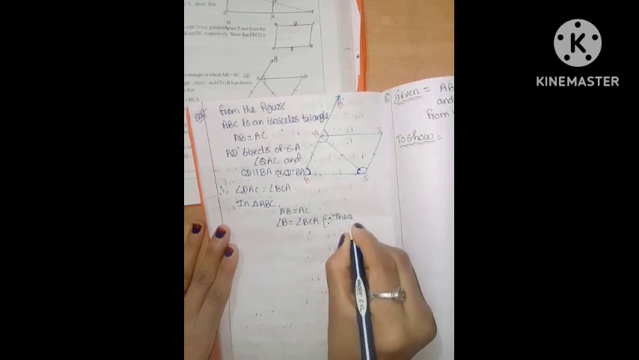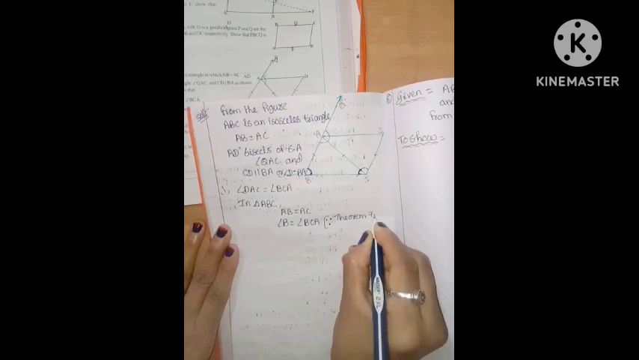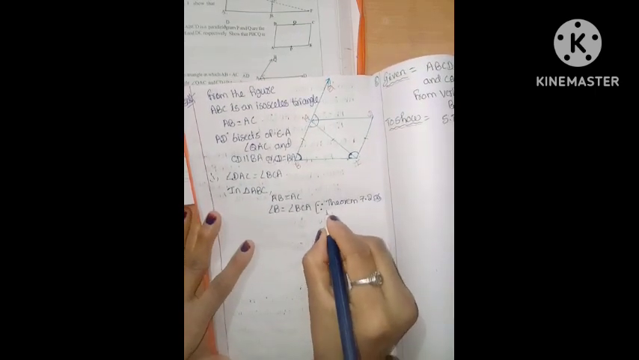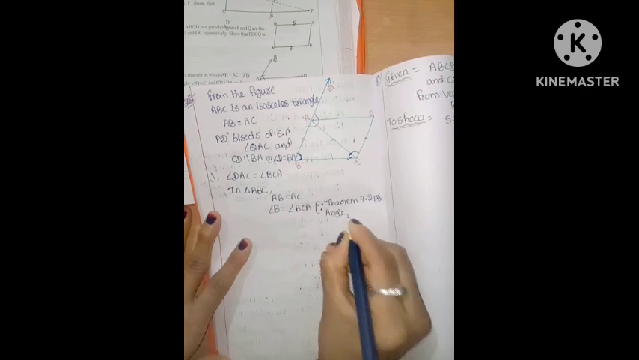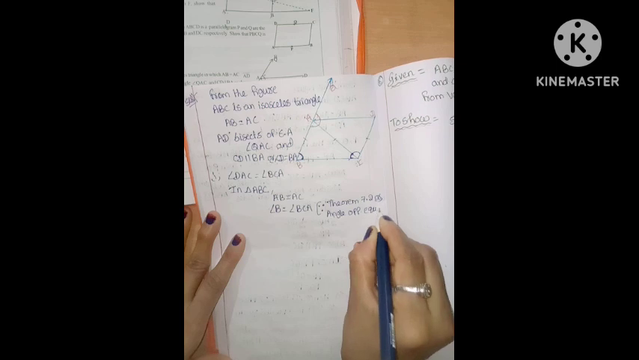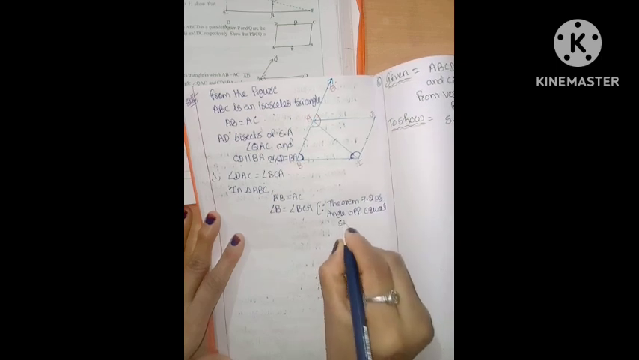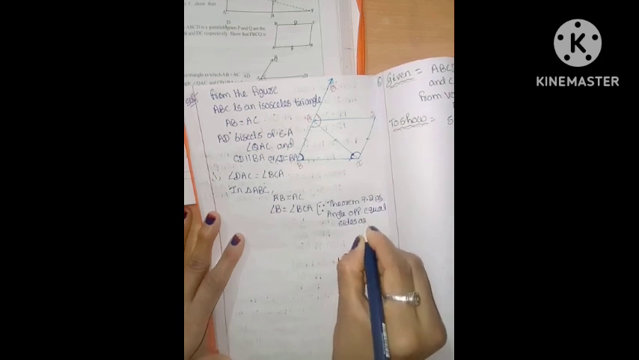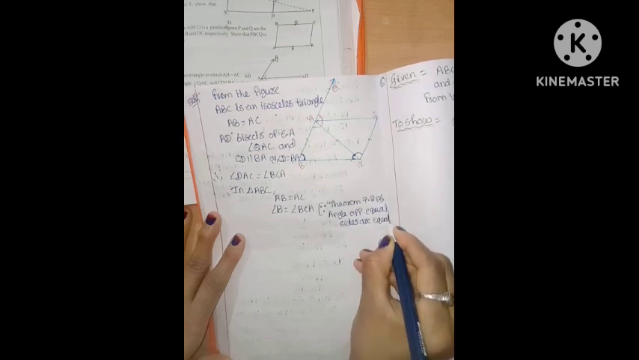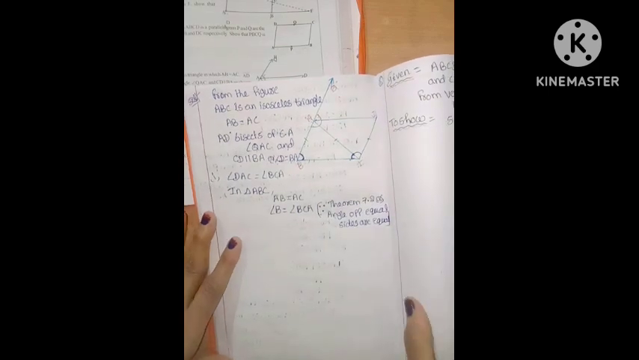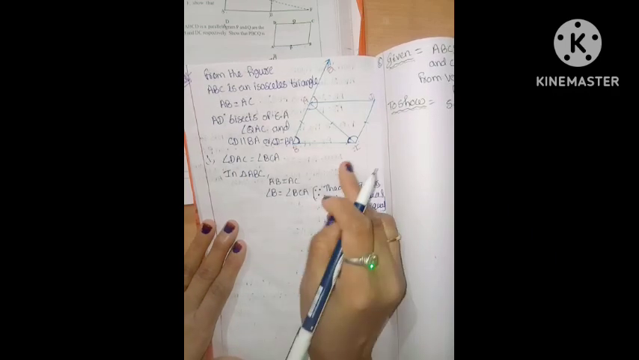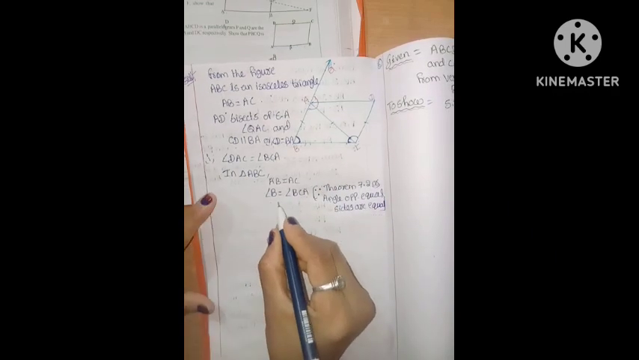By theorem 7.2. Do you know the 7.2 theorem? Angles opposite to equal sides are equal. In the 7th chapter this theorem is covered. By using this theorem these two are equal. So it's over. Angle B is equal to angle BCA.